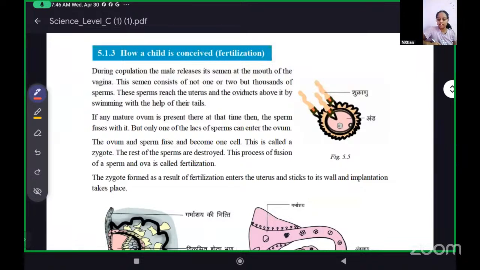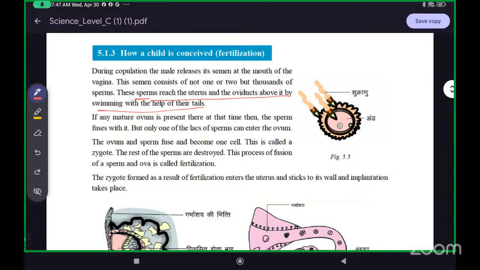The male releases its semen at the mouth of the vagina. The semen consists of not only one or two, but thousands of sperms. These sperms reach the uterus and the oviducts above it by swimming with the help of their tails. If any mature ovum is present there at that time, then the sperm fuses with it. But only one of the lakhs of the sperms can enter the ovum. Okay? Like we talked about, how the fusion takes place between the sperm and the ovum.